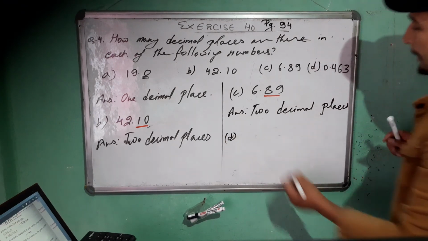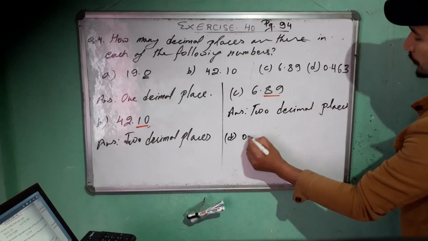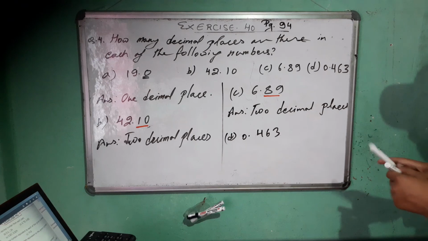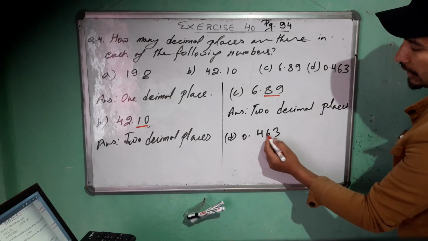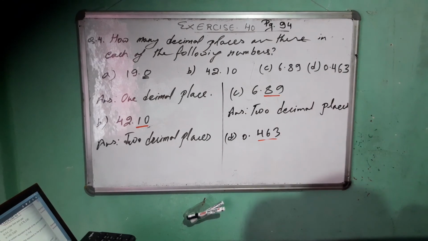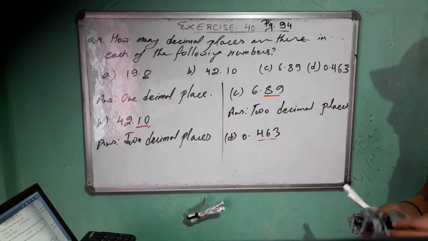Number D, 0.463. You have three digits after the decimal. Three digits, 1, 2 and 3. So three decimal places. Answer, you write it, three decimal places. Okay.